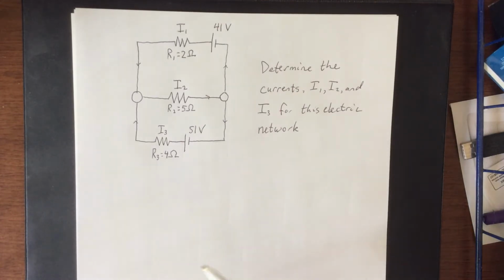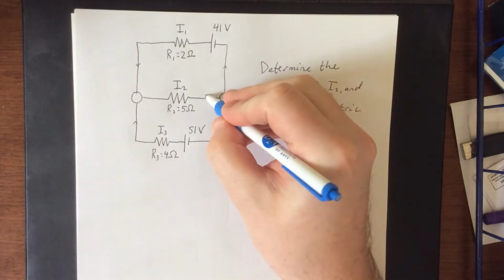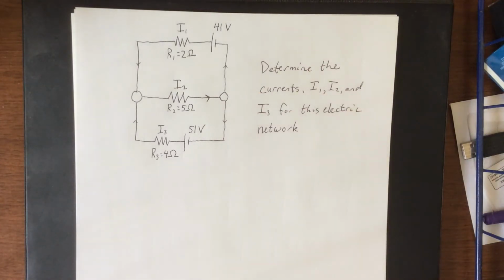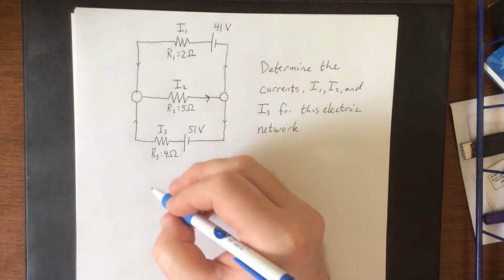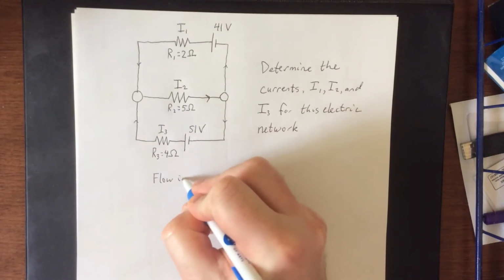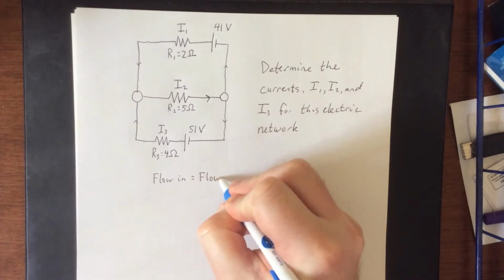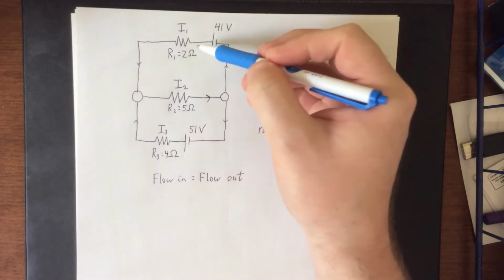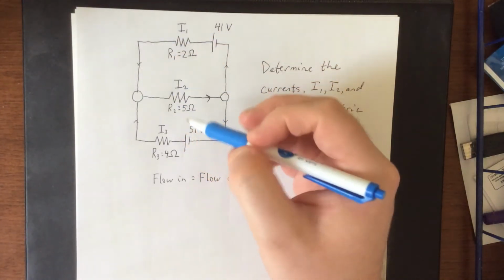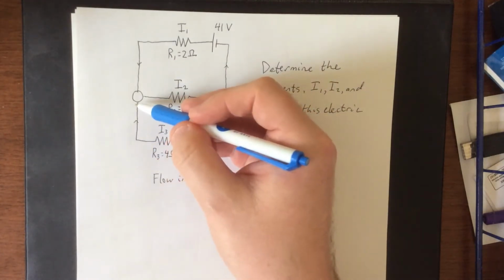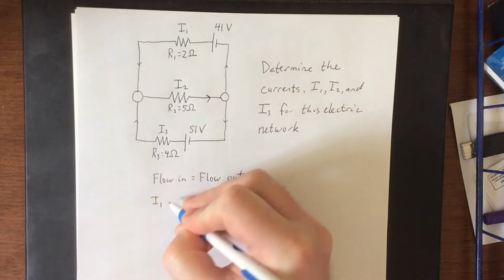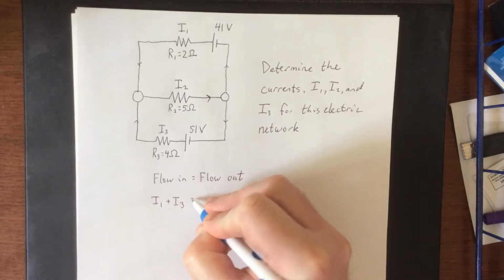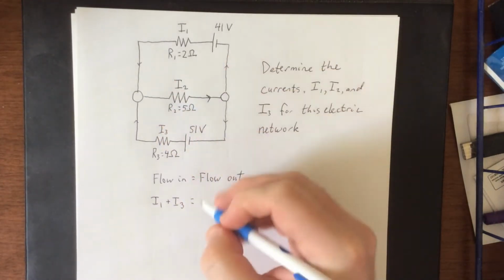So what we're going to do is try to use Kirchhoff's laws as well as typical electrical network methods to figure out what is the total amount of current I1, I2, and I3. First, we'll set up flow in matches flow out for each of the two junctions. For the junction on the left side, we have current I1 flowing into it based on the arrow that I see, and I3 flowing into it as well. So the flow in is I1 plus I3. The flow out is the current labeled as I2.